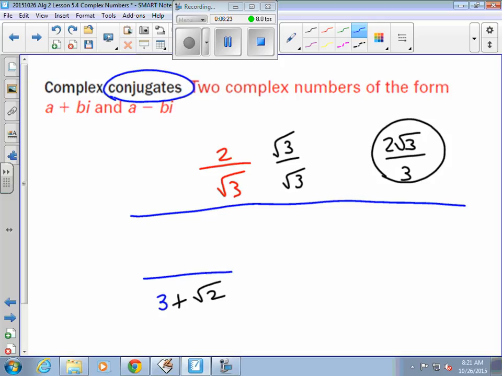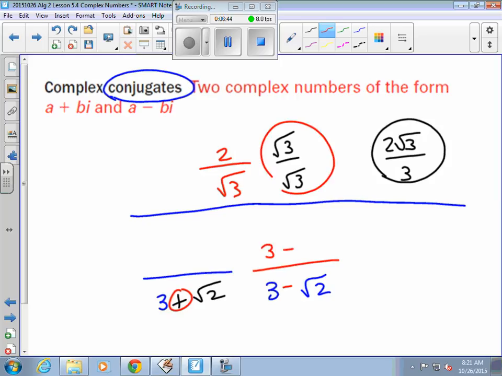All the conjugate is the same two numbers, 3 and the square root of 2, except it's the opposite of this sign. So instead of being times 3 plus the square root of 2, you multiply it times 3 minus the square root of 2. And just like this one here, you would do the same thing here. So 3 minus the square root of 2 over 3 minus the square root of 2. And that'll help you undo it.